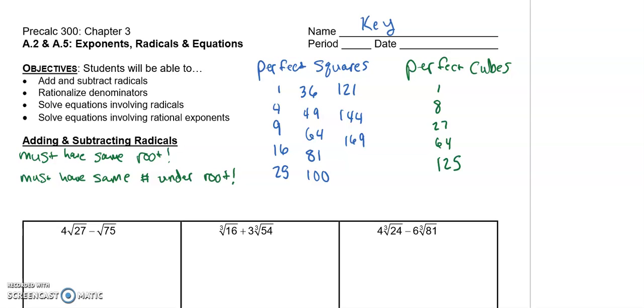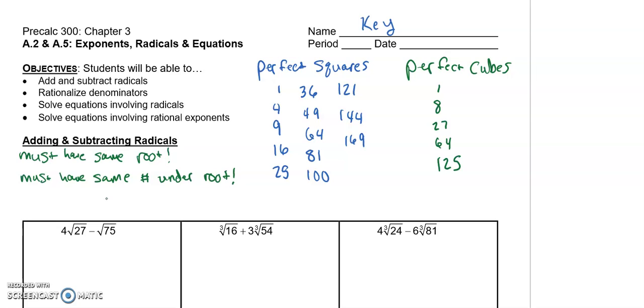So first things first, in order to add and subtract, you must have the same root, and you must have the same number under the root. So your problems will either have that scenario or have some roots that you can simplify so that they are that scenario. Sometimes if you just have two different roots and they can't be simplified, you just can't add or subtract them together. Kind of like if you had an x variable and a y variable. Those are not like terms, so you couldn't combine them.